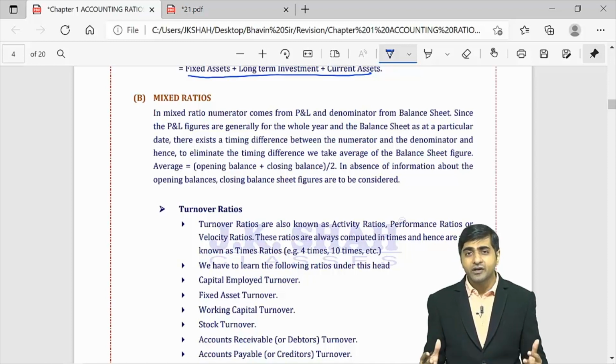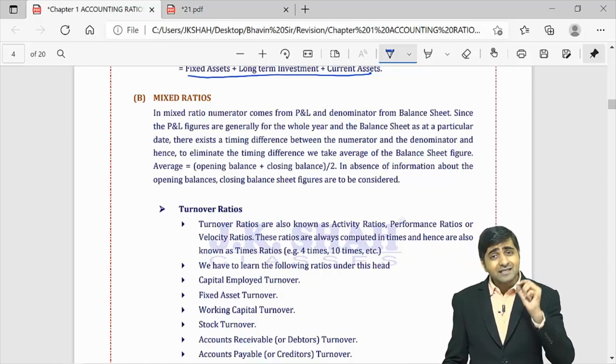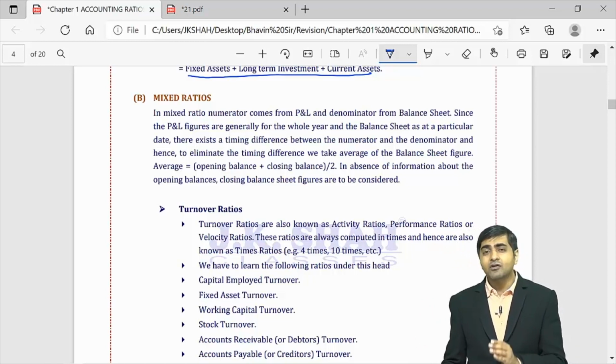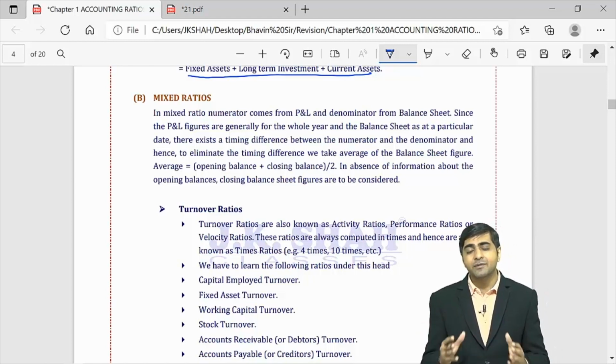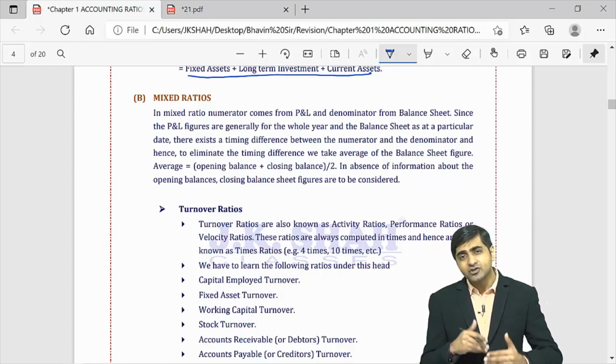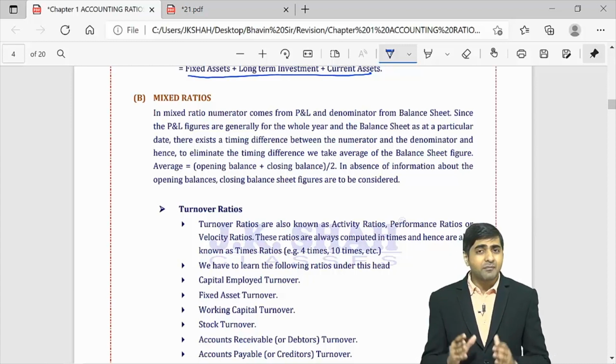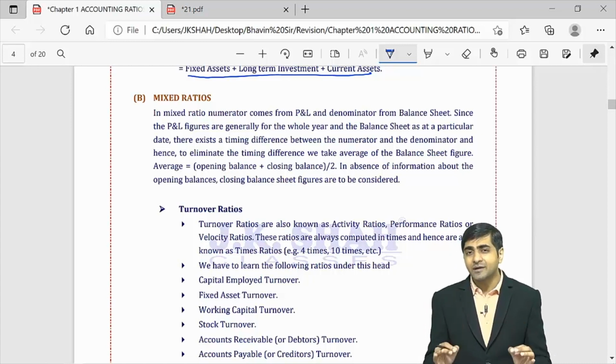Example, your capital employed turnover ratio. So in that capital employed turnover ratio, we need to check how much sales is generated with the amount of the capital employed. So suppose your sales generated is 10 lakhs and your capital employed is 2 lakhs. Then this ratio is 5 times. But my dear students, while considering your capital employed, we have to take opening plus closing capital employed divided by 2. We need to consider its average, so that the timing difference gets eliminated.